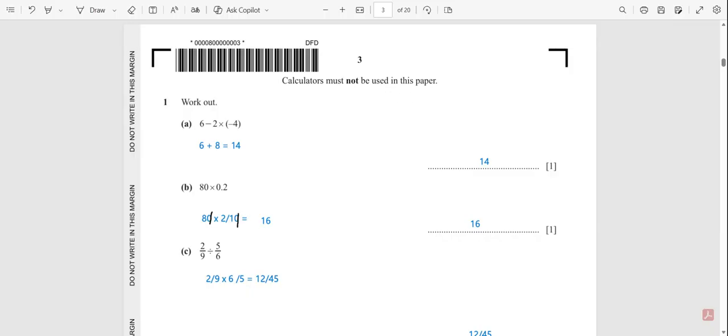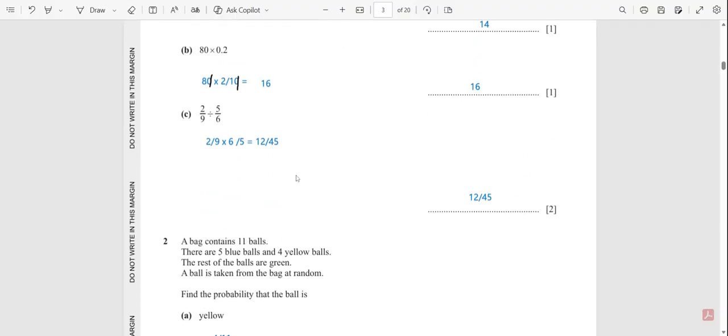Work out 6 minus 2 into minus 4. So minus minus is plus, 6 plus 8 is 14. So the answer is 14. 80 into 0.2. 80 into 0.2 is 2 by 10. So 0 cancels. 8 twos are 16. So the answer is 16. Simple. 2 by 9 divided by 5 by 6, I convert division into multiplication and take the reciprocal of the next fraction. So 2 by 9 into 6 by 5 is 12 over 45.